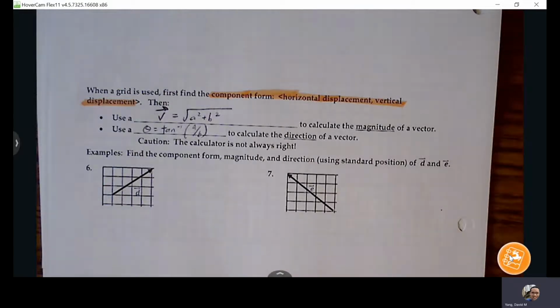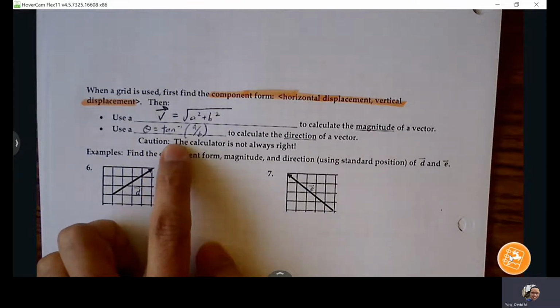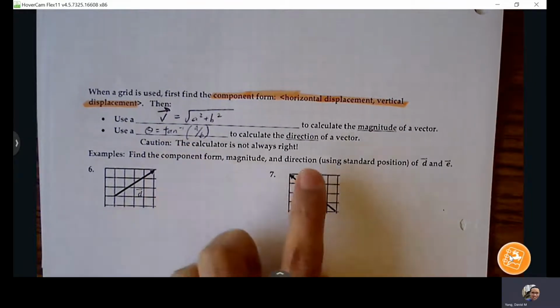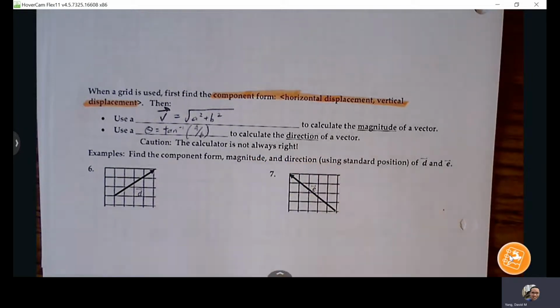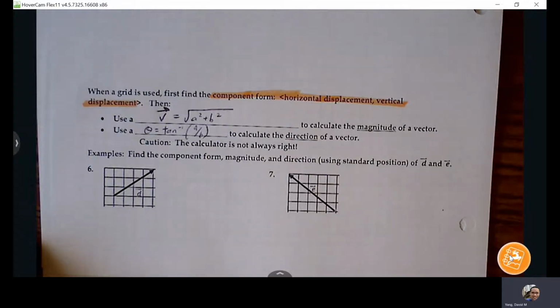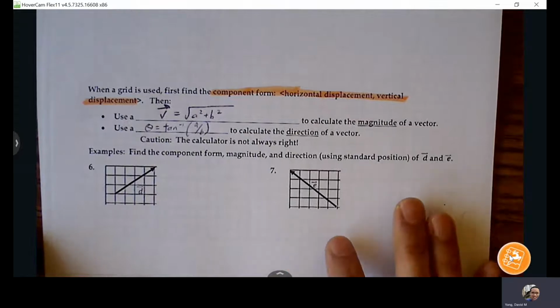Okay, same idea here. And then we'll use theta equals inverse tangent of a over b to calculate the direction of a vector. We're going to use the calculator, but we have to make some adjustment because depending on where they're pointing, we have to either add or subtract from 180 or subtract from 360. So we'll work through these problems, and you're eventually just going to become very familiar. Okay, nothing really new. Find component form, magnitude, and direction.